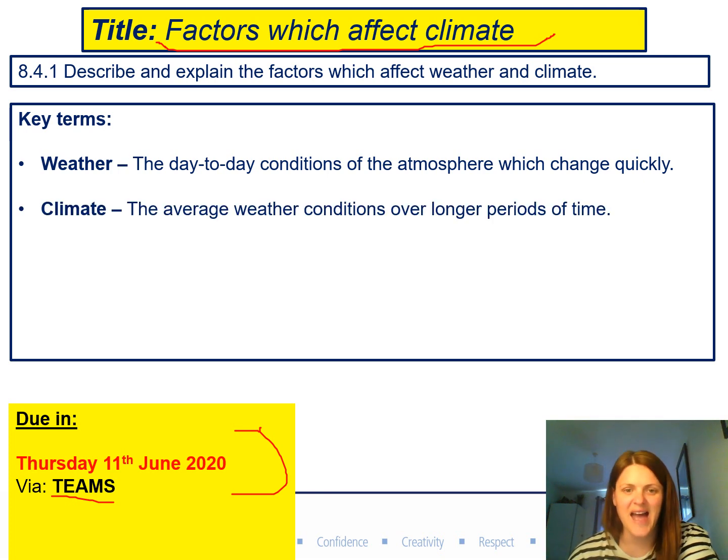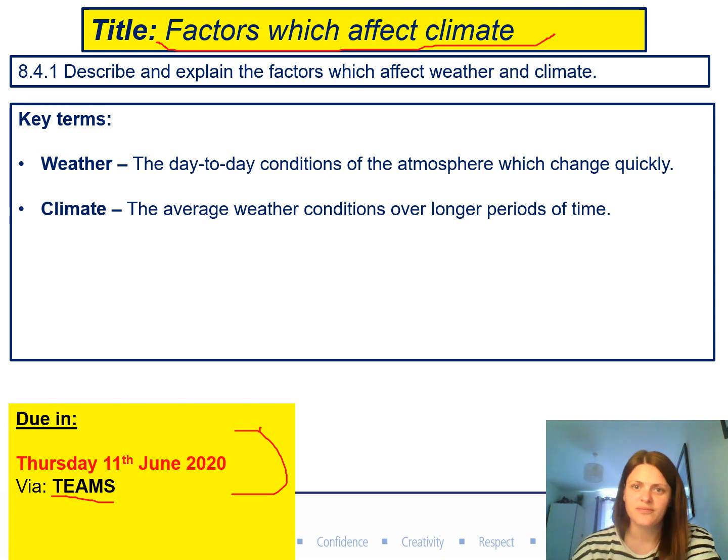Climate is the average weather conditions over long periods of time. So you need to be living in an area that has the same sort of weather every day for at least 30 years to be classed as climate. So for example, somewhere in the desert, it's pretty much dry all the time and it's quite warm. That's what it's like for a very long time, so therefore you'd describe that as the climate.